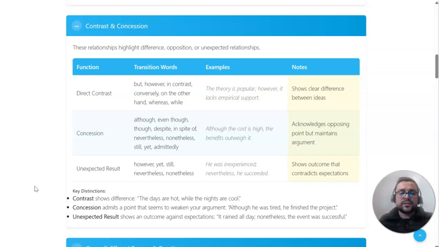Some key distinctions. Contrast shows difference. For instance, the days are hot while the nights are cool. So that is a contrast. Concession admits a point that seems to weaken your argument. For example, although he was tired, he finished the project. And finally, unexpected result shows an outcome against expectations. For instance, it rained all day. Nonetheless, the event was successful.